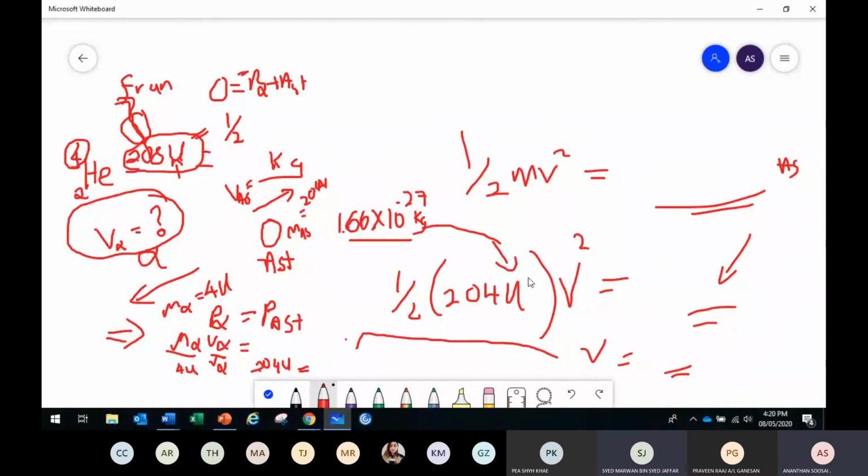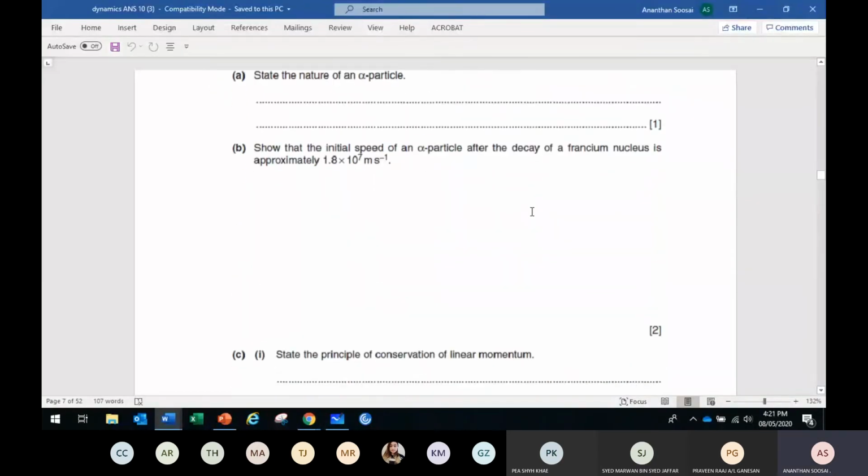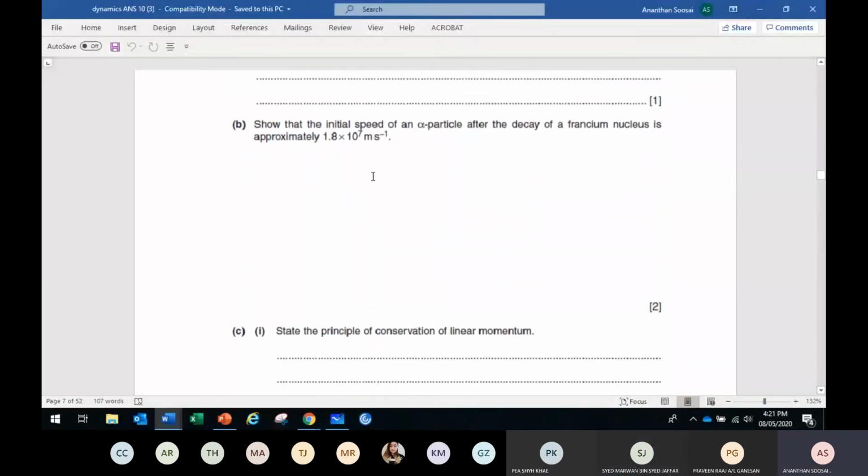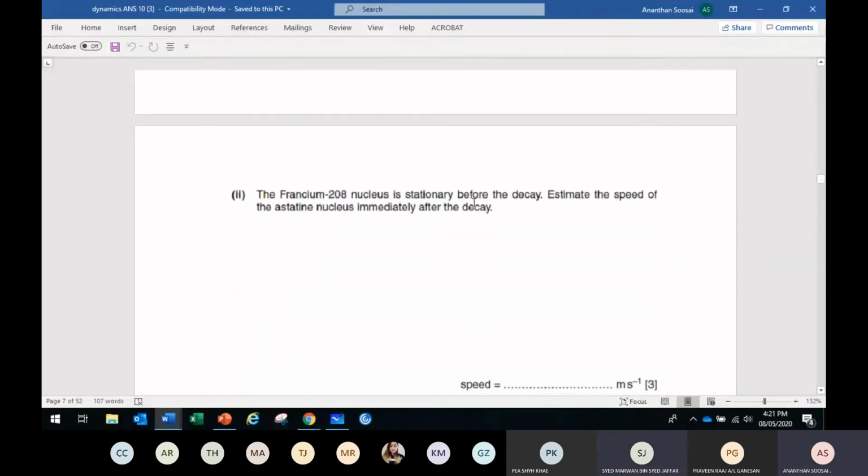Any questions here? You don't need to do it, but understand the flow. We use conservation of momentum, and later we use kinetic energy to find the velocity of the astatine. So we can find alpha based on conservation of momentum. Any questions? Because the actual question I want to discuss is the next one. If you follow that idea, you will get 1.8 times 10 to the power 7.